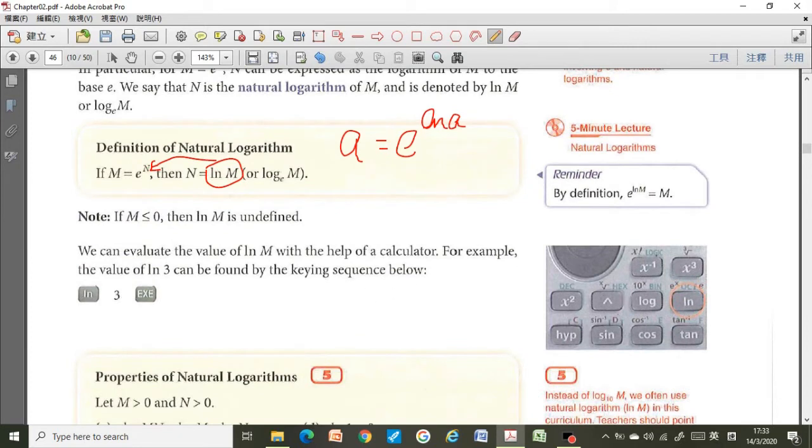In your calculator, just next to the log button, this is the natural log button. Here you see that if you press shift, you will get 10 to the power x, and for this one, if you press shift, you will get e to the power x.